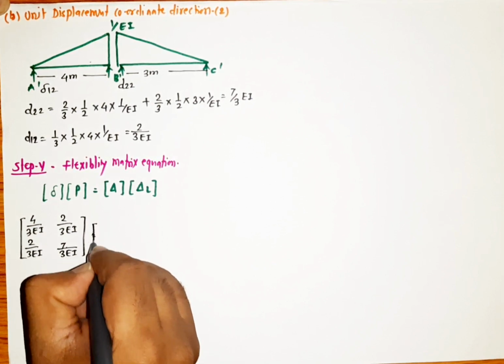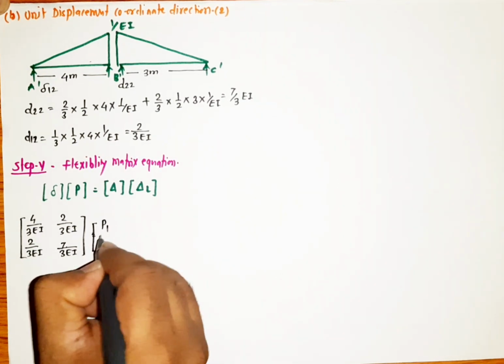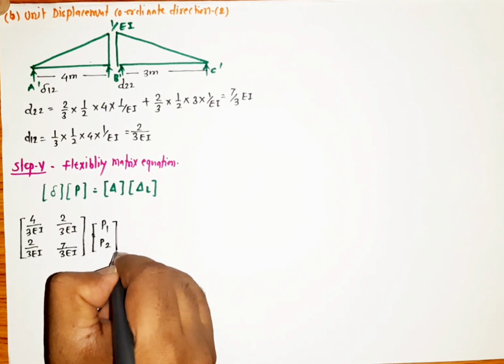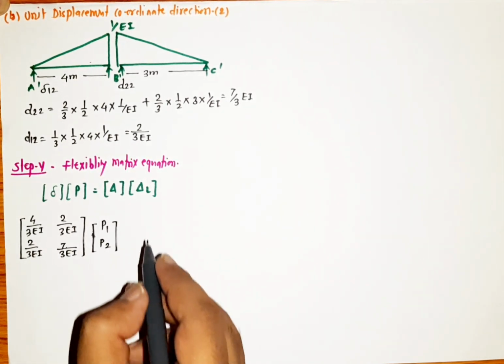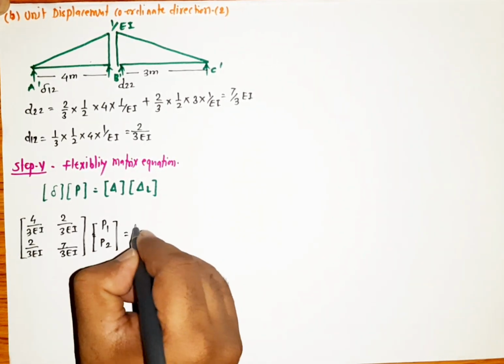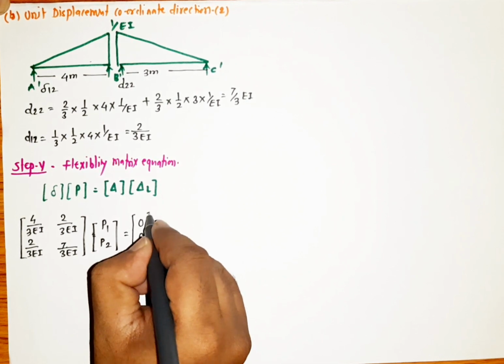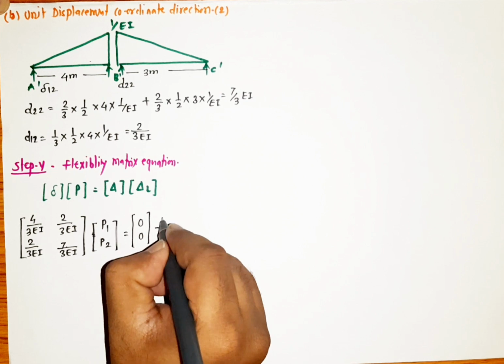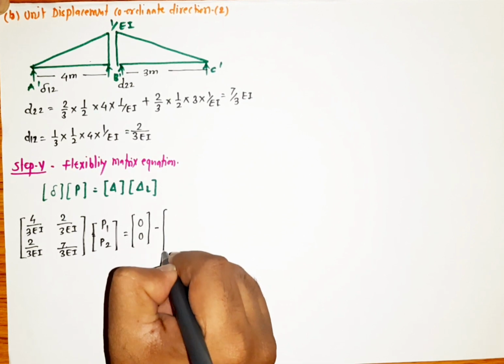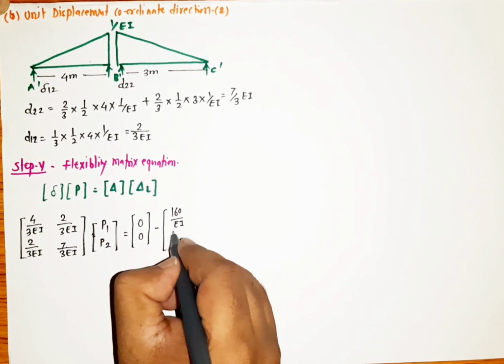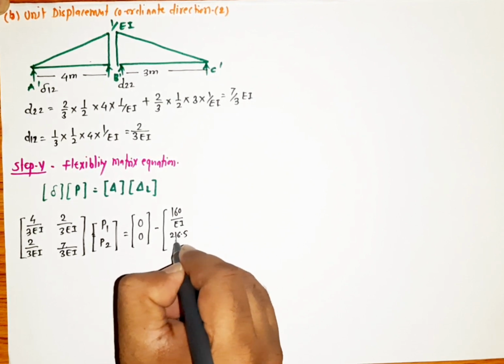Here we want to calculate these values, that is P1 and P2. These are the unknowns which we need to find out. So this is all about P1 and P2. Next is the delta matrix. We don't have any external, that's why delta matrix is 0, and delta L, that is nothing but what we already calculated, 160 upon EI and 216.5 upon EI.